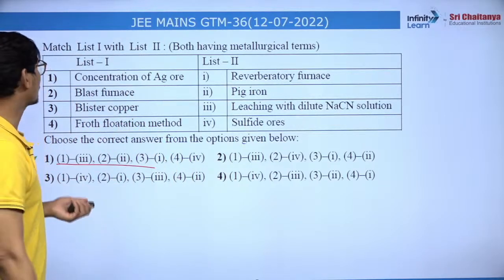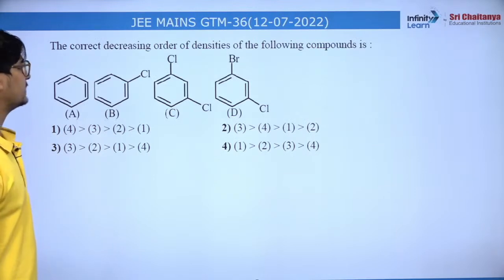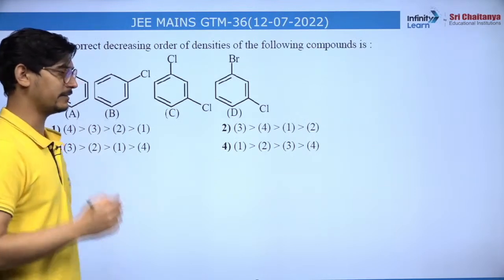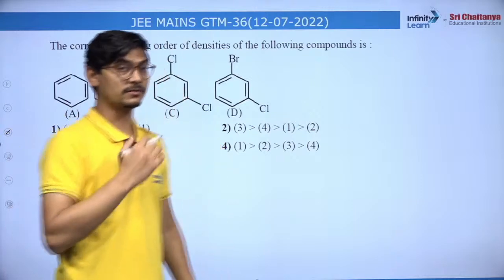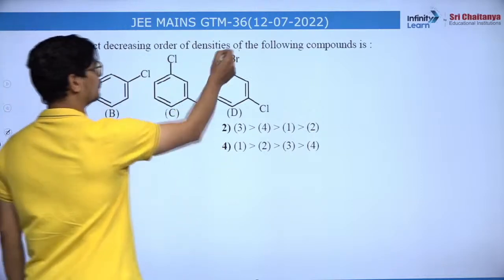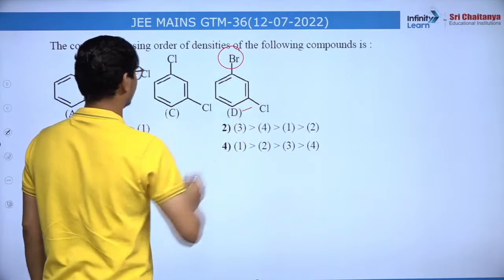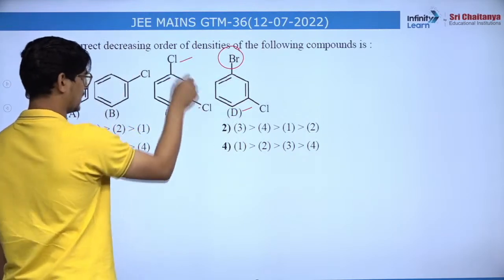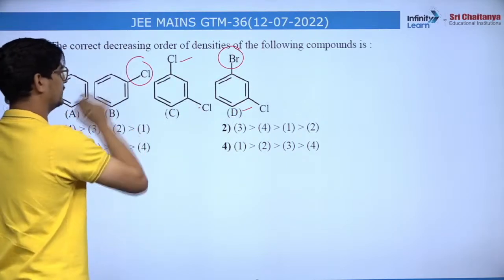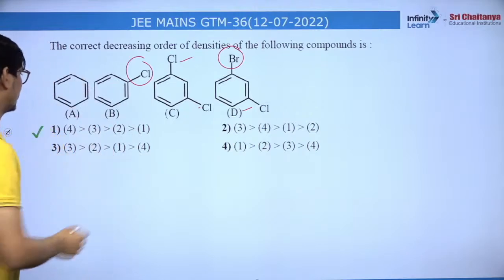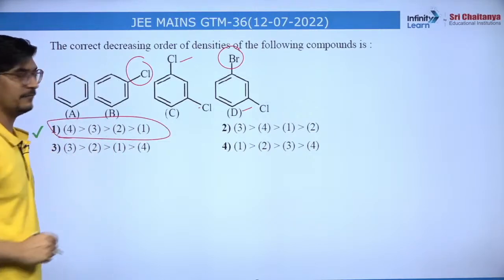So this is the correct answer. All right. Then in this case, density does depend upon the packing of solid, but it also depends upon mass, right? And bromine is a very heavy atom, so this will have the highest density, followed by this which has 2 chlorines, then this which has only 1 chlorine, and this is only benzene. So the correct answer to this question would be 4, 3, 2, 1.